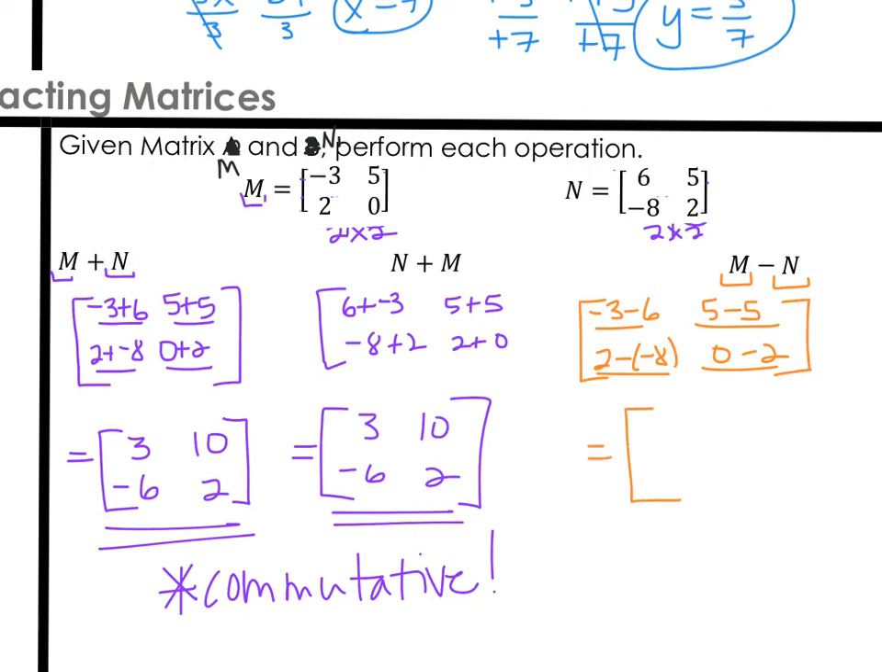Negative 3 minus 6 would be negative 9. 5 minus 5 is 0. 2 minus negative 8 would change to plus. 2 plus 8 is 10. And our final element, 0 minus 2, is negative 2. There's the difference matrix for M minus N.